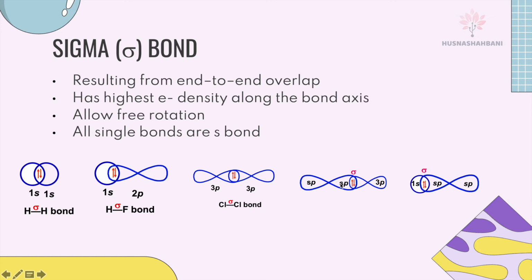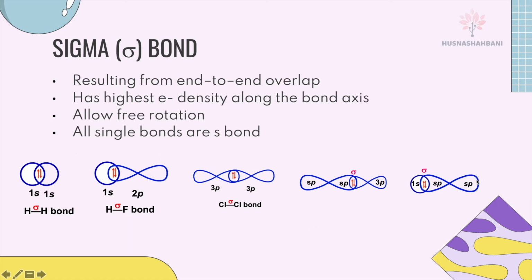So these two sp orbitals overlap with one 3p orbital, forming a sigma bond, meaning a single bond. And one s orbital overlaps with two sp hybridized orbitals, forming a sigma bond. All single bonds are sigma bonds.